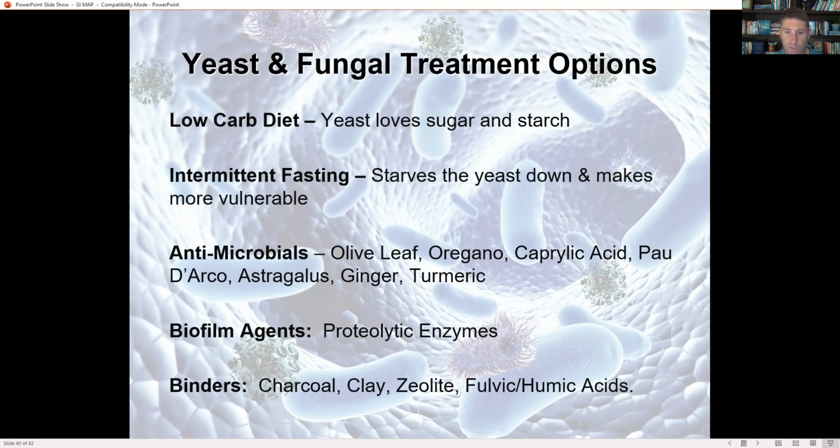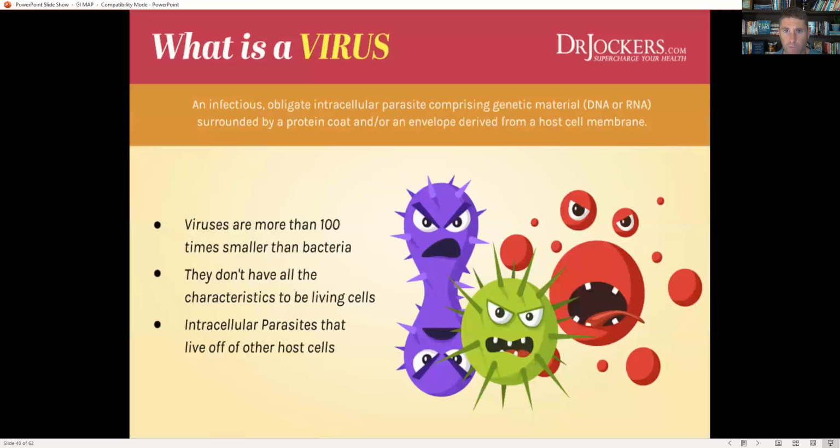So proteolytic enzymes come in, and these enzymes break down that outer layer, making the microbe more susceptible to the antimicrobials and the other things that we're using, the binders like charcoal, clay, zeolite, fulvic and humic acids, which can help bind, grab, pull the bacteria or yeast and remove them from the system. So virus, now we're also going to look at some different gut-based viruses.